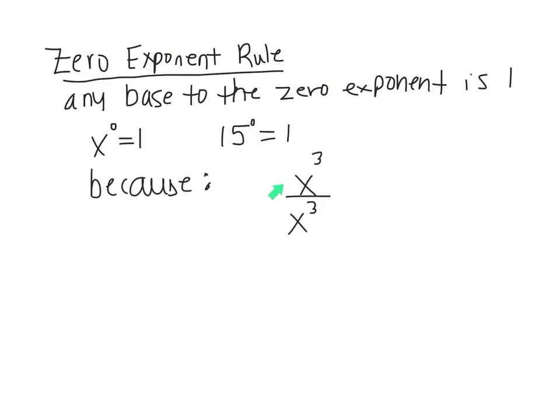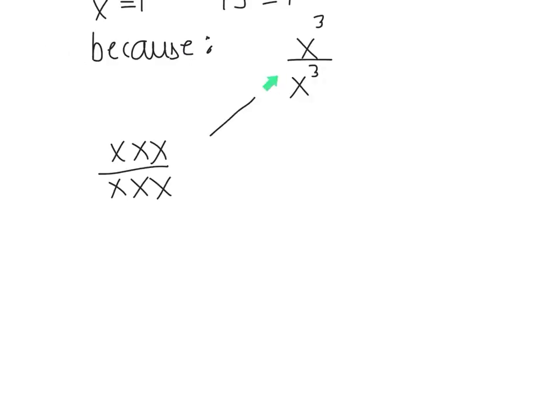Because let's take x to the 3rd over x to the 3rd and look at solving it two different ways. This first method, we are going to expand it out. So we have xxx on top, xxx on the bottom. In this case, we're going to cancel all 3 on top out with all 3 on the bottom and put 1s in their places. So we have 1 over 1, which results in 1. This first method was basically indicating that anything over itself will give you 1.